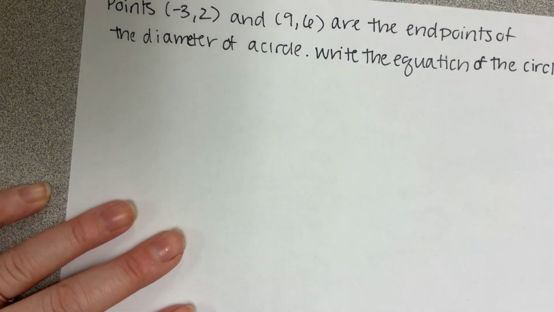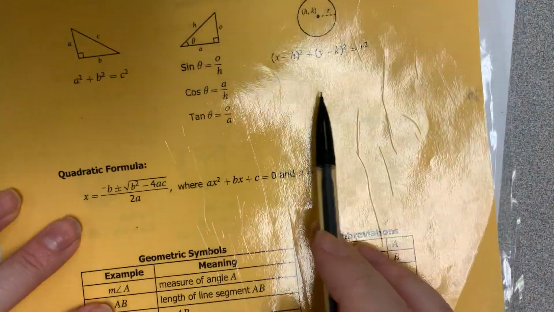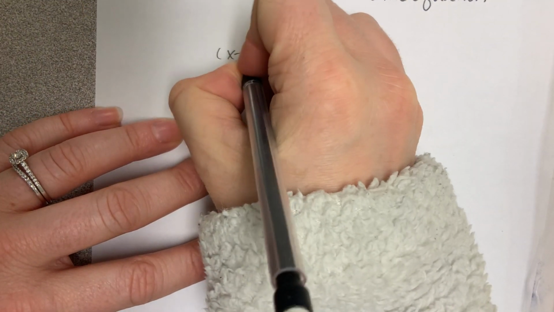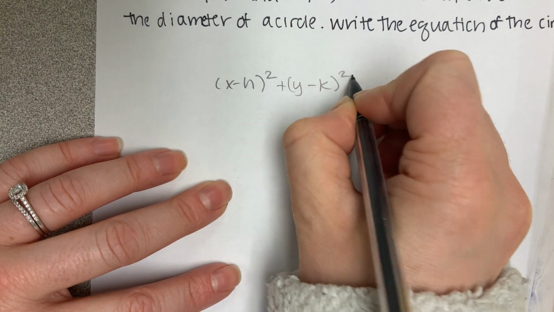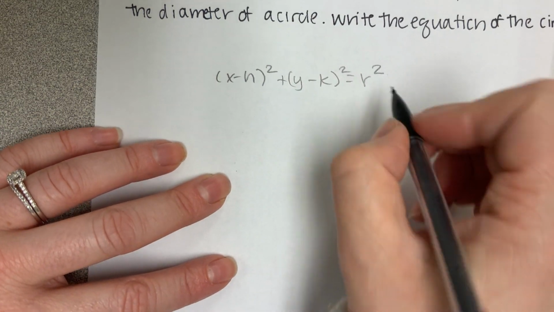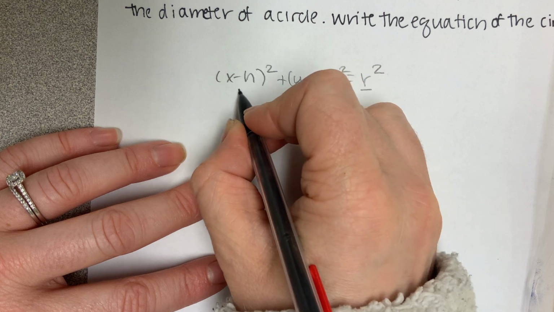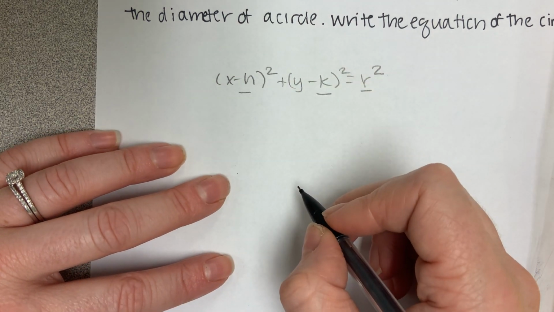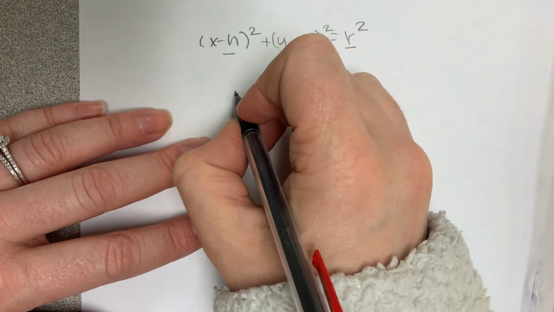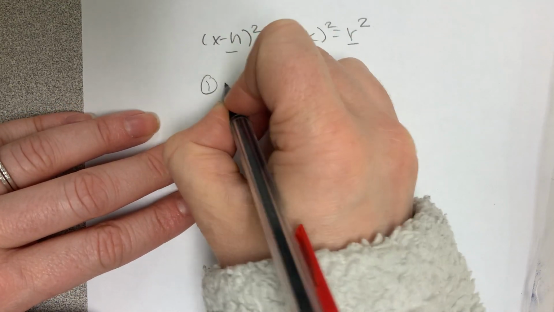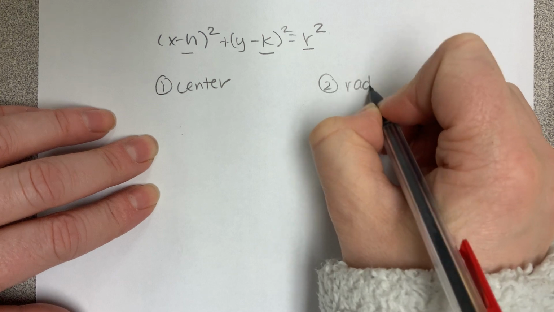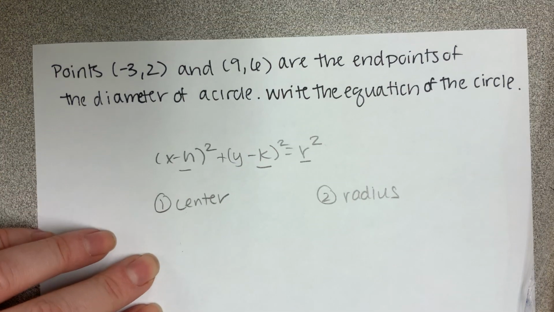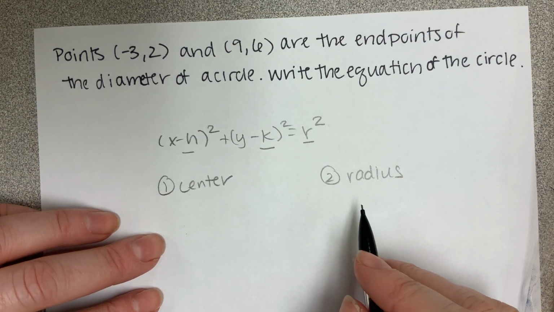If we remember from our formula sheet, the equation of a circle is (x - h)² + (y - k)² = r², where r is our radius and h and k represent the center of our circle. So there are two things we need: one is the center, and two is the radius. We need these two things in order to find the equation of our circle.